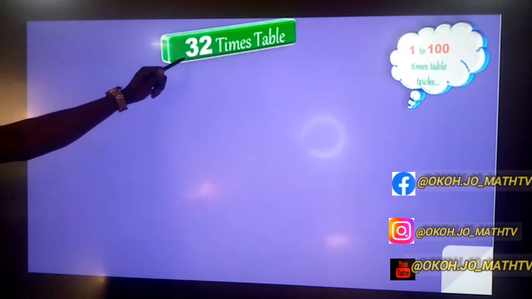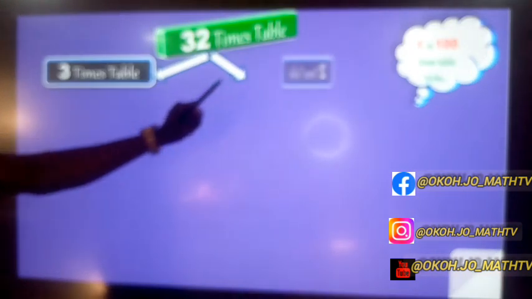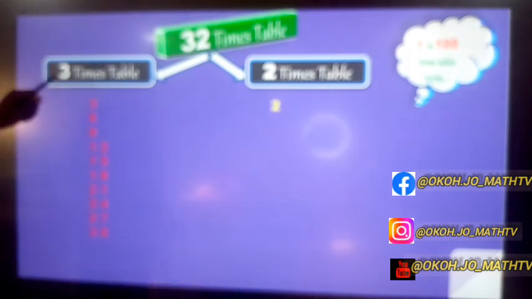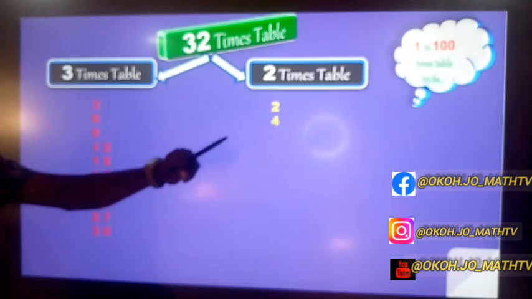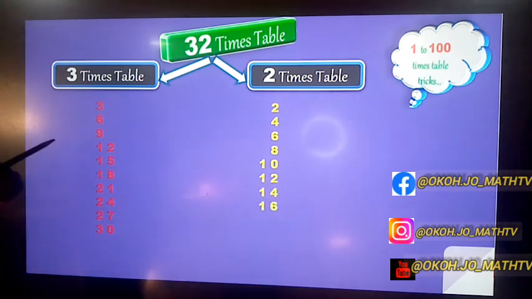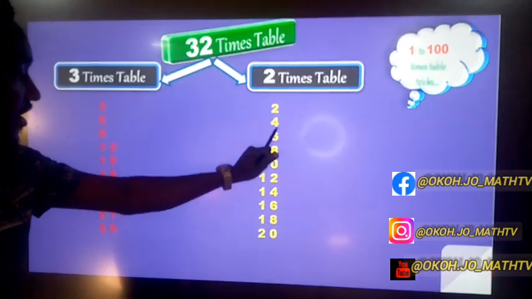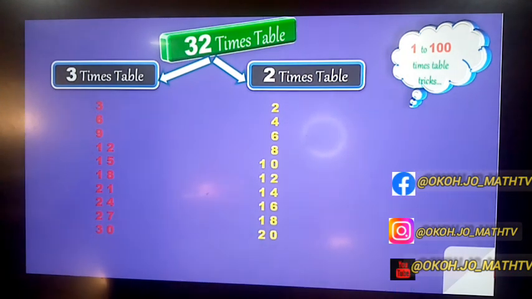32 is getting larger, but it's so simple and easy. Split it open again: the 3 times table and the 2 times table. Is that okay? So the 3 times table, there we go. Like 3, 6, 9, 12, 15, 18, 21, 24, 27, 30 for the 3 times table, because we need to stop at 10 times 3. Then for 2, we have 2, 4, 6, 8, 10, 12, 14, 16, 18, and 20. So in the same vein, everything here is unit. It should be added to what you have here or grouped together.